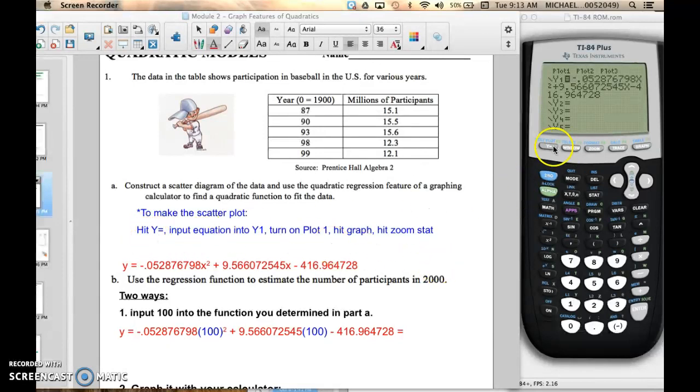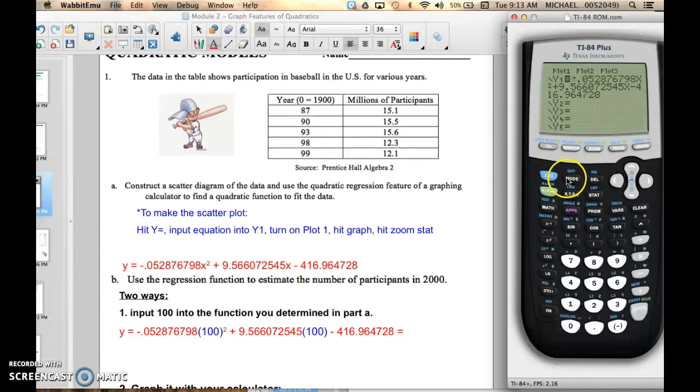You hit y equals, so I hit y equals, and so I think I was at this page right here, this part of my calculator screen. So I hit y equals, and then I input the equation into y equals. This equation we found with the quadratic regression function, a feature of your calculator. You write that into y equals.